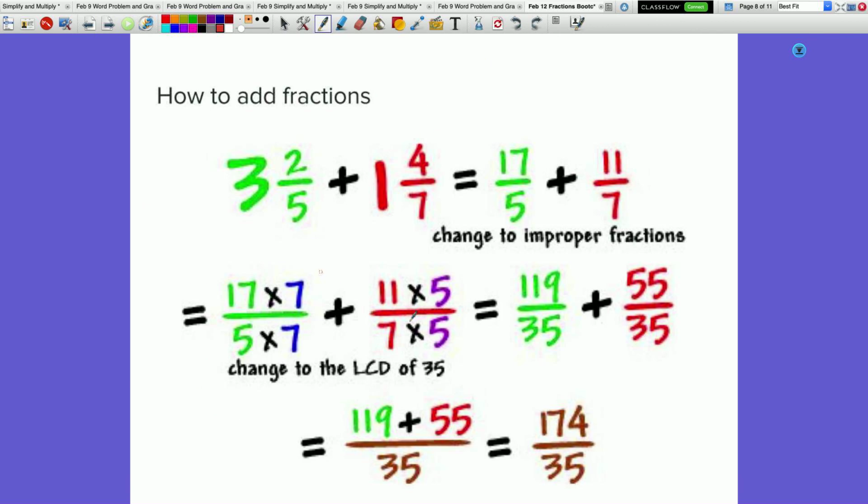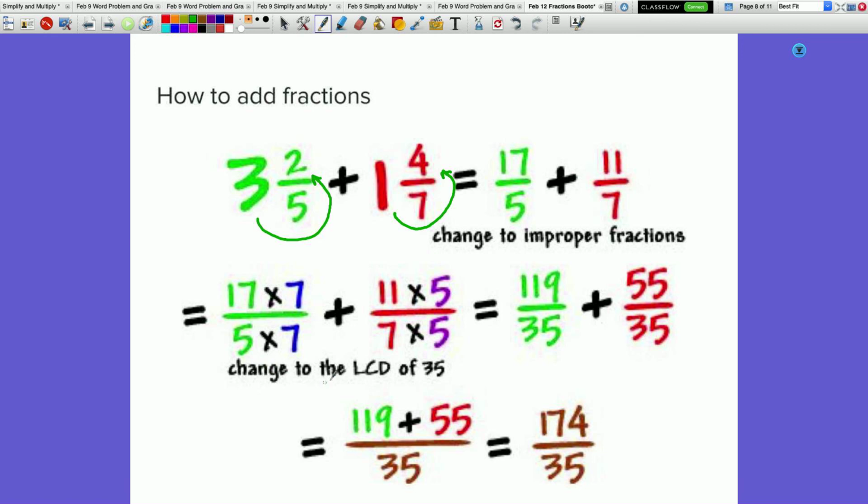All right. Now on to our next topic, how to add fractions. So here we're seeing an example. What we're trying to do is solve 3 2/5 plus 1 4/7. This would be a good one to copy down. I would copy down this whole slide. The first step was we changed them both to improper fractions. Let's see if they did that right. Did they do the loop? 3 times 5 is 15 plus 2 is 17. 1 times 7 is 7 plus 4 is 11. Good.